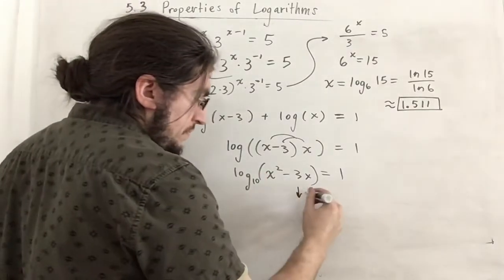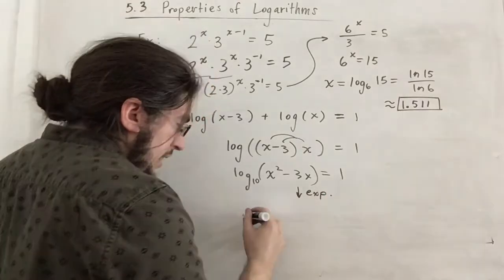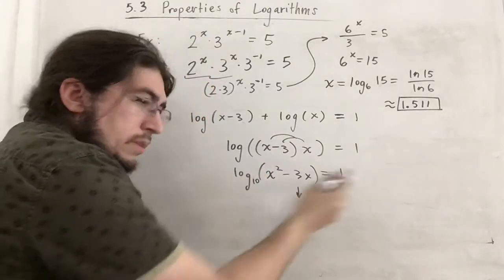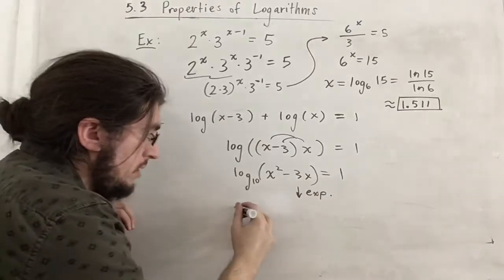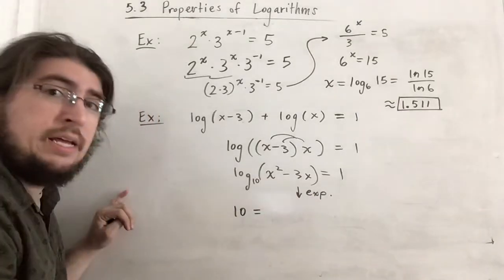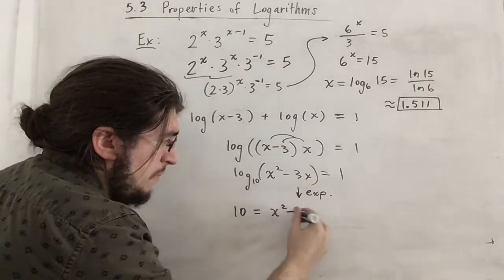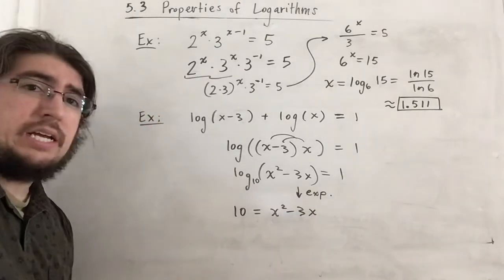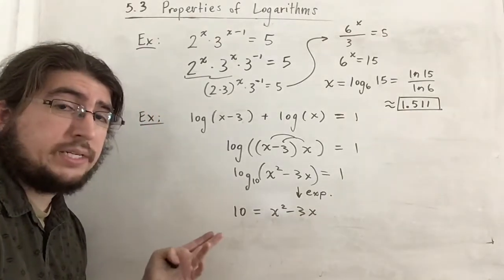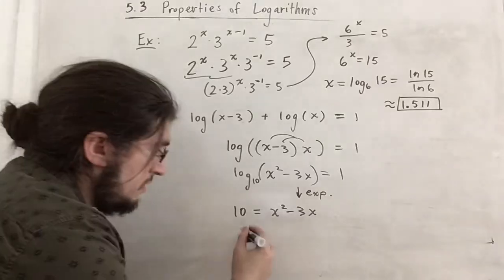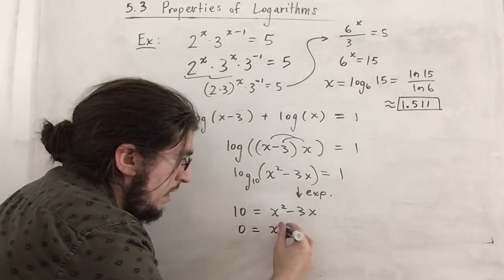Converting this to exponential, the base is 10, the power is 1, because logs solve for powers. So 10 to the 1 is just 10, equals x squared minus 3x, and what we have on our hands here is, yes, a quadratic equation. So now we can subtract 10 to the other side, so the 0 is on one side.